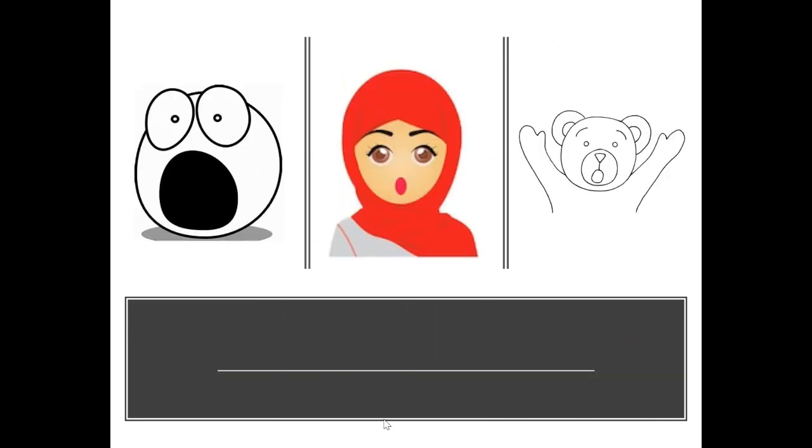Next group of pictures. What do you notice or see? I notice. Well, I noticed this emoji looks surprised. This girl looks surprised or shocked, and this bear has a surprised look on his face. So, how are these all the same or similar? I would say they all show shock or surprise.